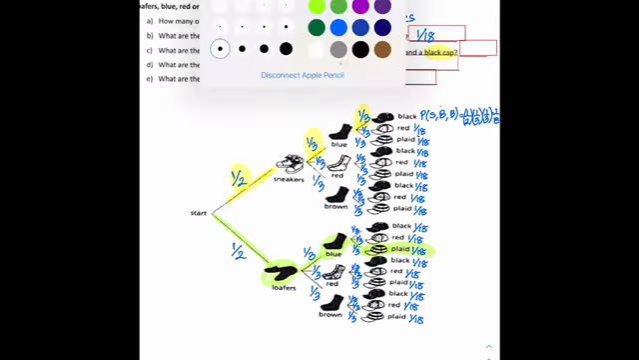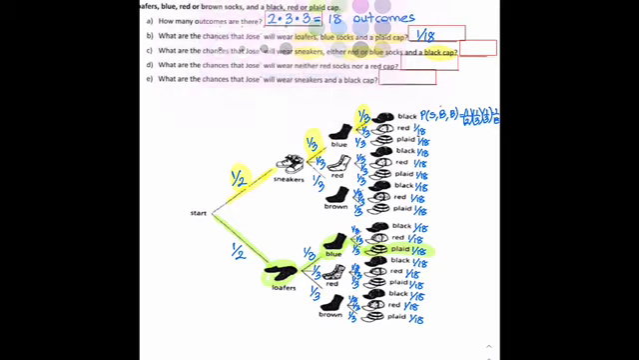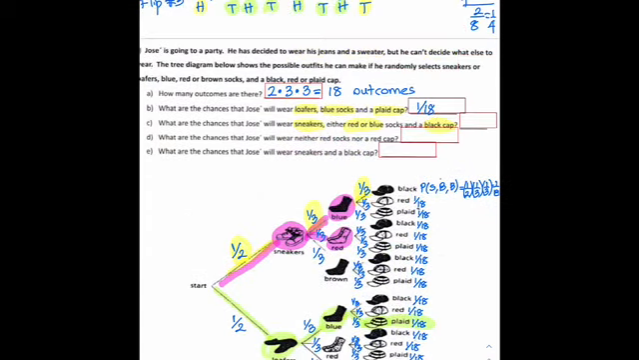So let's use another color for this one, maybe purple. We're going to start with sneakers this time, and we are going to continue with red or blue. So we include both of them. We're going to have this one and this one, so both of them, red and blue socks. And we are going to continue with black cap. We have for the blue socks black cap here, for the red socks black cap here.